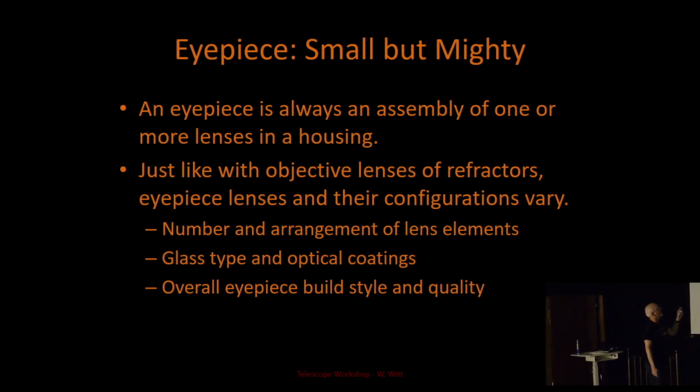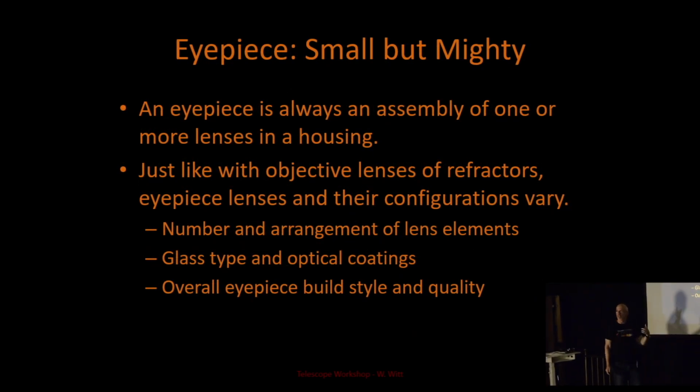So an eyepiece is always an assembly of one or more lenses in a housing. In my diagram on the prior slide, it was a single lens, right? But just like we talked about refractors, really it's 2 or 3 lenses for the achromat or apochromat. Eyepieces also get more complex when you try to get fancy with them. And just like with the objective lenses of refractors, eyepieces and their lenses vary in number and arrangement of lenses, glass type, and overall build quality.